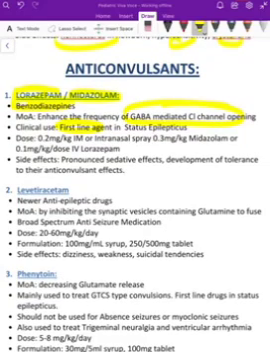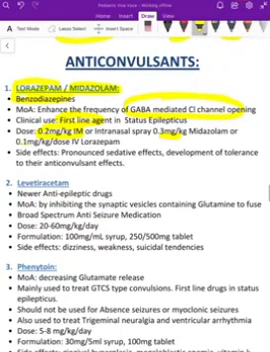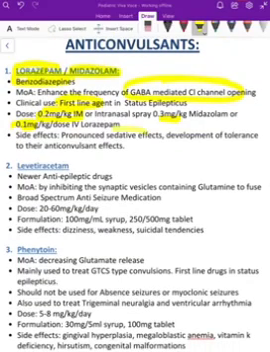Dosage for midazolam is 0.2 mg per kg IM or intranasal spray, or it is used as 0.3 mg per kg, and lorazepam is 0.1 mg per kg per dose. Few of the side effects are sedative effects, development of tolerance to their anticonvulsant effects.